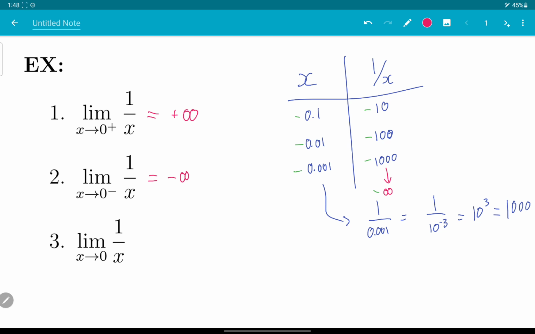And then the overall limit is going to not exist because these two things, number 1 and 2, do not agree. So we just write d and e. You'll remember that the overall limit exists if and only if the two one-sided limits both exist and agree.